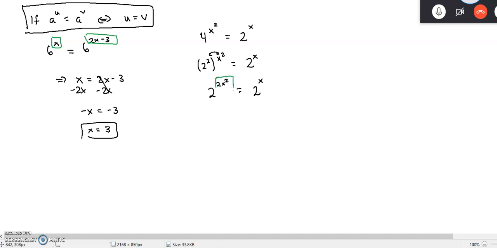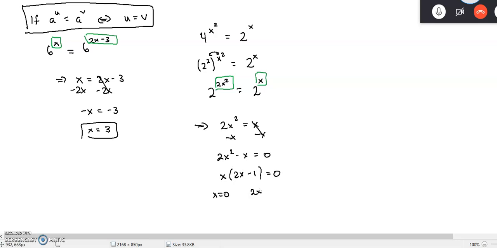Now the bases match. Now I can look at the exponents. I get 2x squared equals x. I need to solve this. This is a quadratic. For all of these, you should be able to move them to one side and factor. So let's move everything to one side. And we've got a common factor of x.